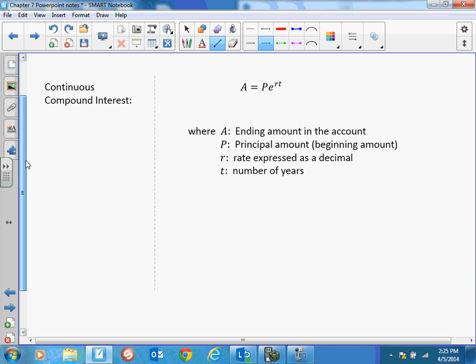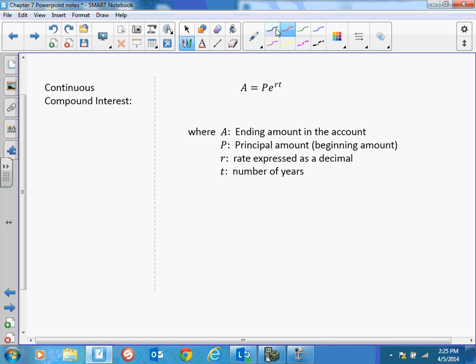Okay, continuous compound interest. The formula for this is A equals principal times e to the power of rt. Principal is your beginning amount, rate is expressed as a decimal, and t is the number of years. If you have a choice between compounding yearly, monthly, daily, or continuously, you want to pick continuously because this will give you the most money. So that's why it's pretty important.